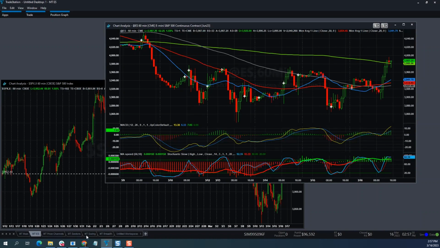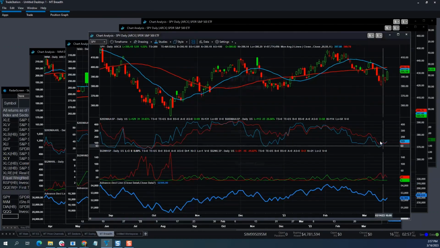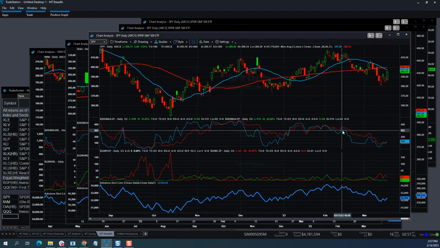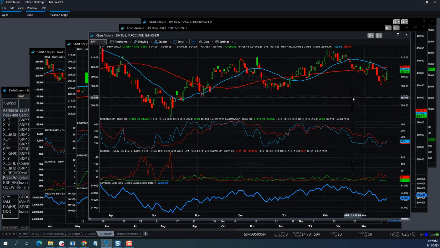And the last thing, just remember, MT breadth, we saw it again, but this is now becoming a very interesting pattern. I'm going to figure out a way to go back and backtest this to see how it actually works. But it's pretty interesting to see this pattern working out again. So that's what we got.